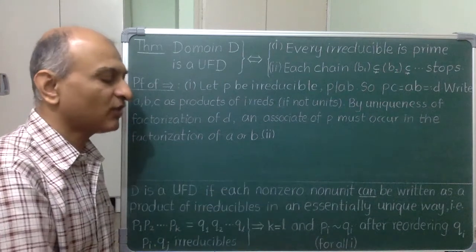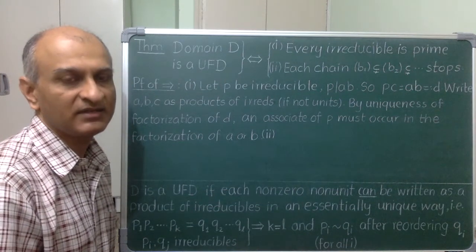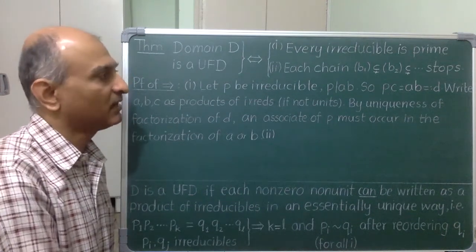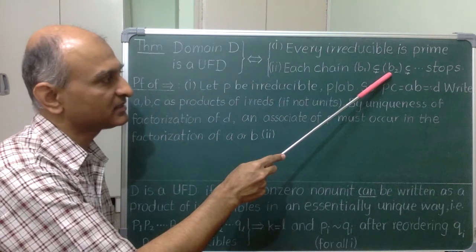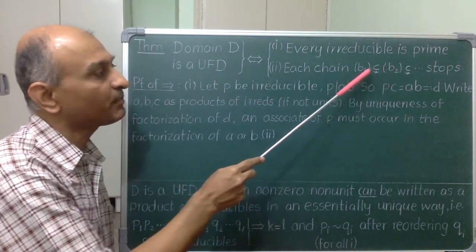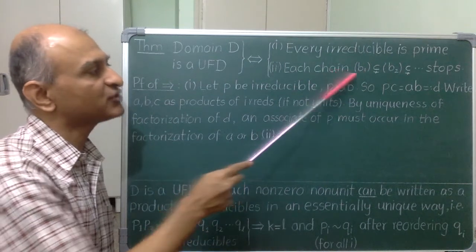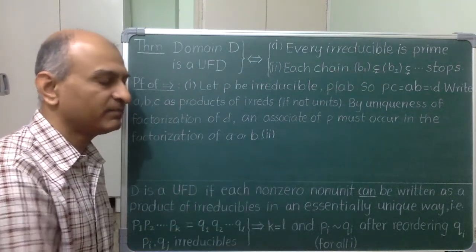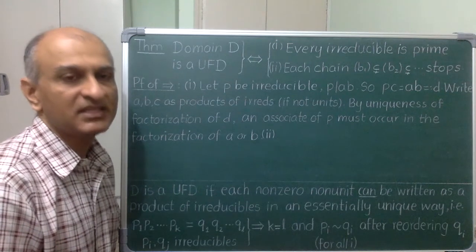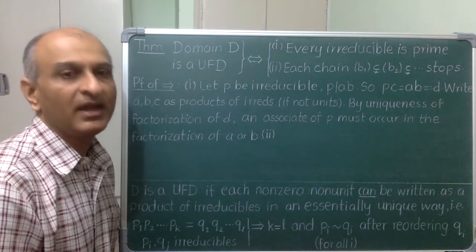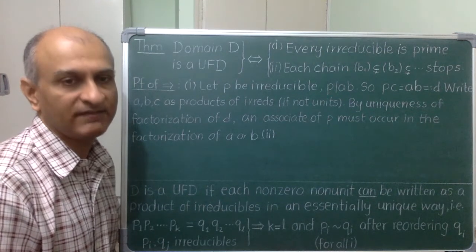I can assume that all of these are proper ideals, because if the entire ring occurs somewhere, then I just stop there. Now, this strict containment of proper ideals means that B2 is a proper factor of B1. So, I have the following situation. I start with B1, B2 is a proper factor of that, B3 is a proper factor of B2, and so on. The condition is saying that this cannot go on indefinitely.